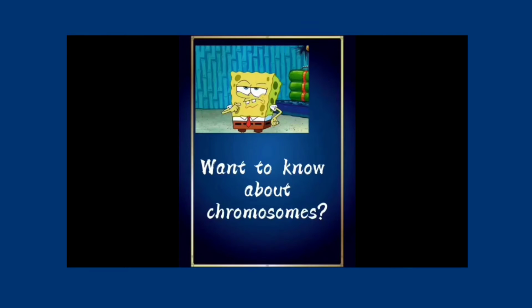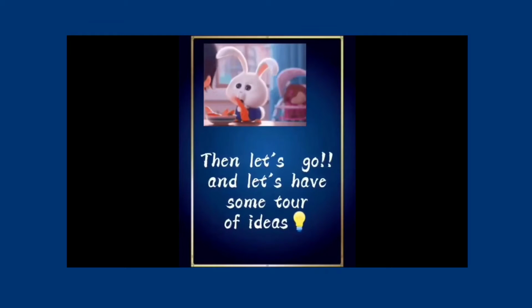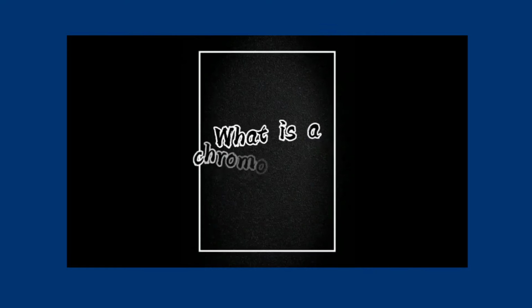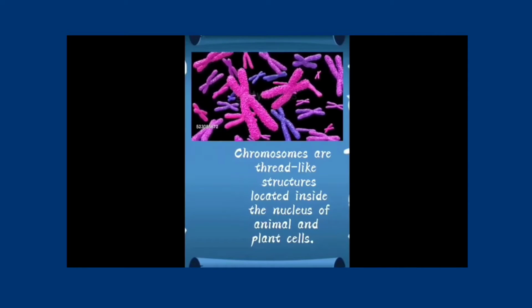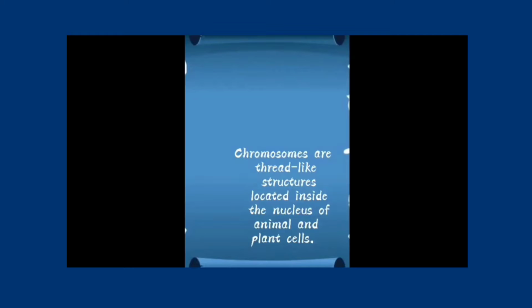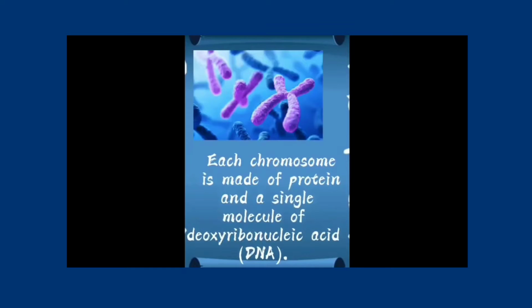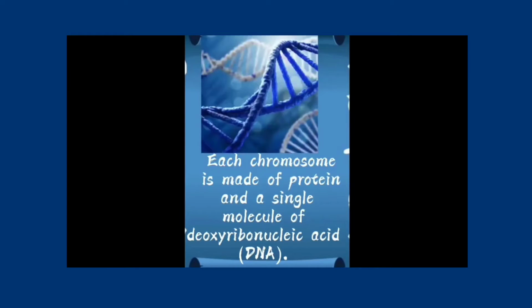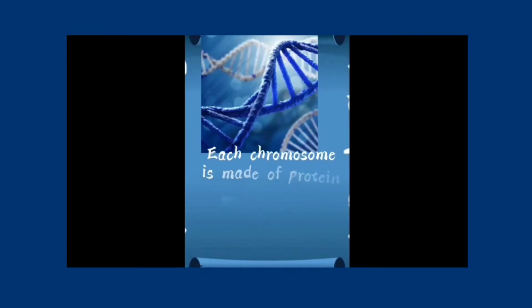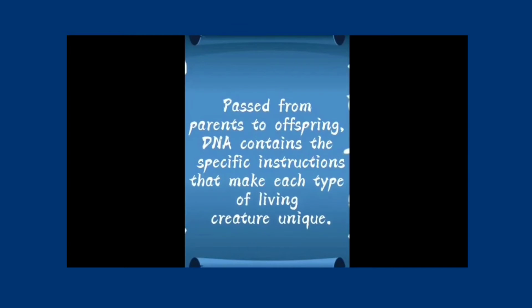Want to know about chromosomes? Then let's go and have a tour of ideas. What is a chromosome? Chromosomes are thread-like structures located inside the nucleus of animal and plant cells. Each chromosome is made of protein and a single molecule of deoxyribonucleic acid, or DNA. Passed from parents to offspring, DNA contains the specific instructions that make each type of living creature unique.